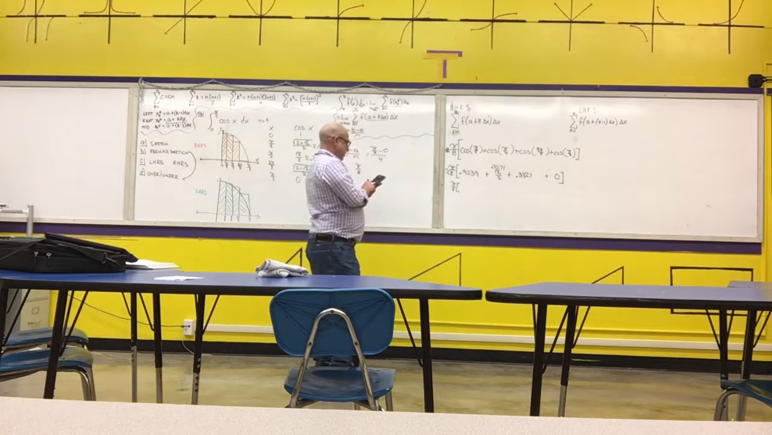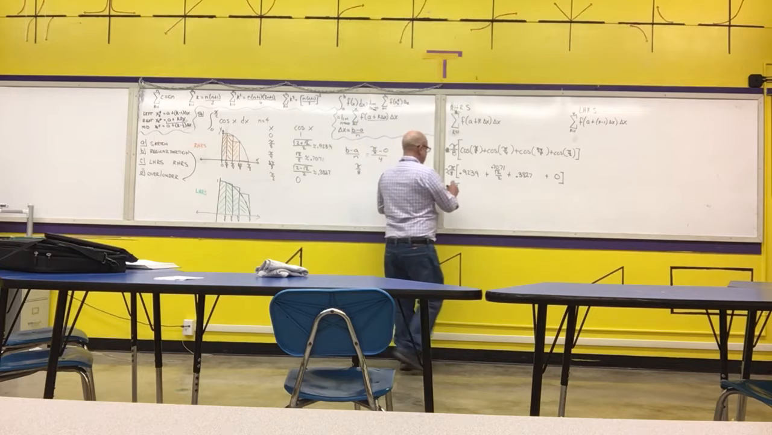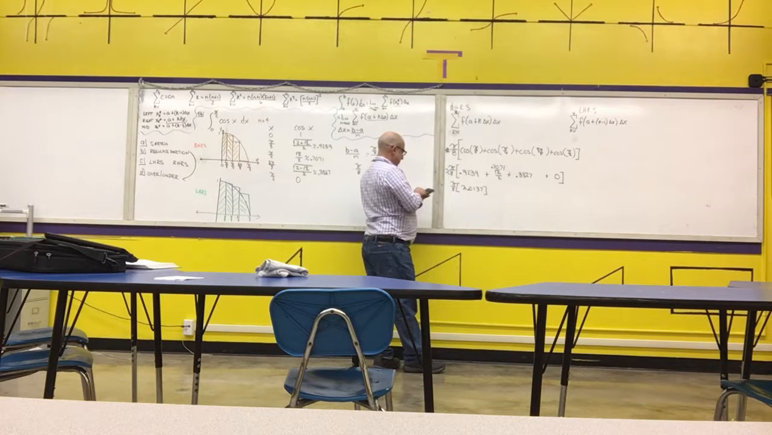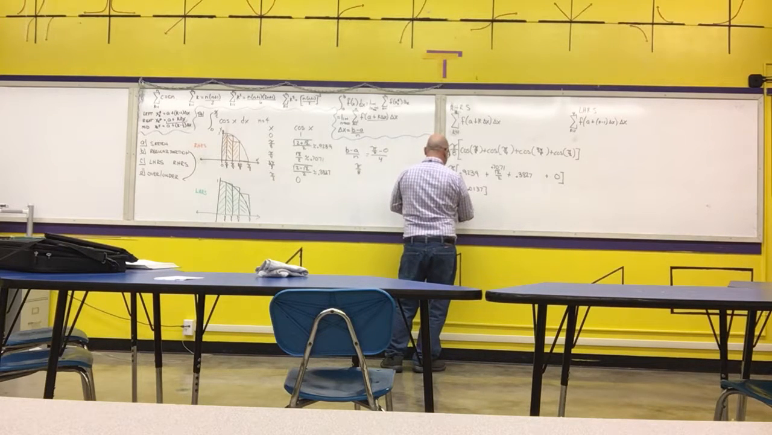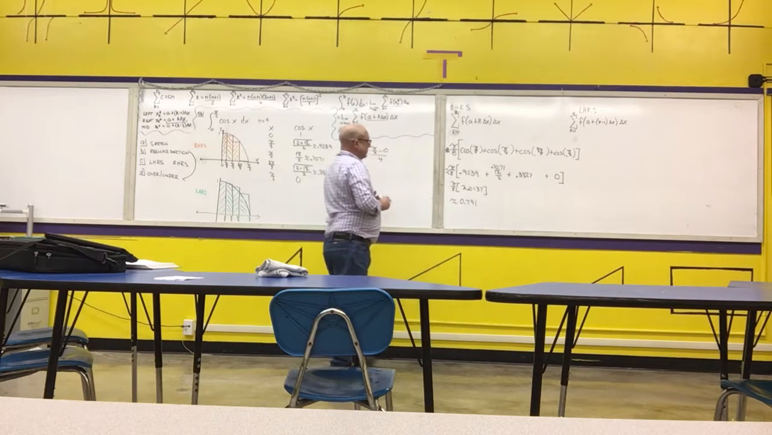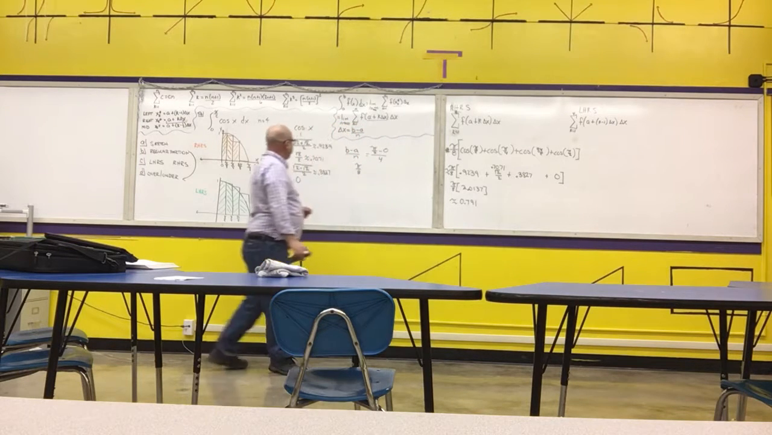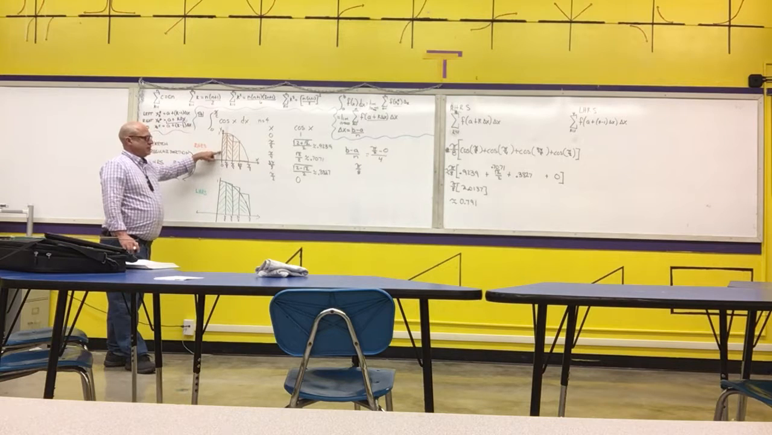0.9239 plus 0.7071 plus 0.3827 plus 0. That would be 2.0137 times pi eighths. And I get approximately 0.791, and whatever the unit would happen to be. And like we said before, that is going to be an underestimate.